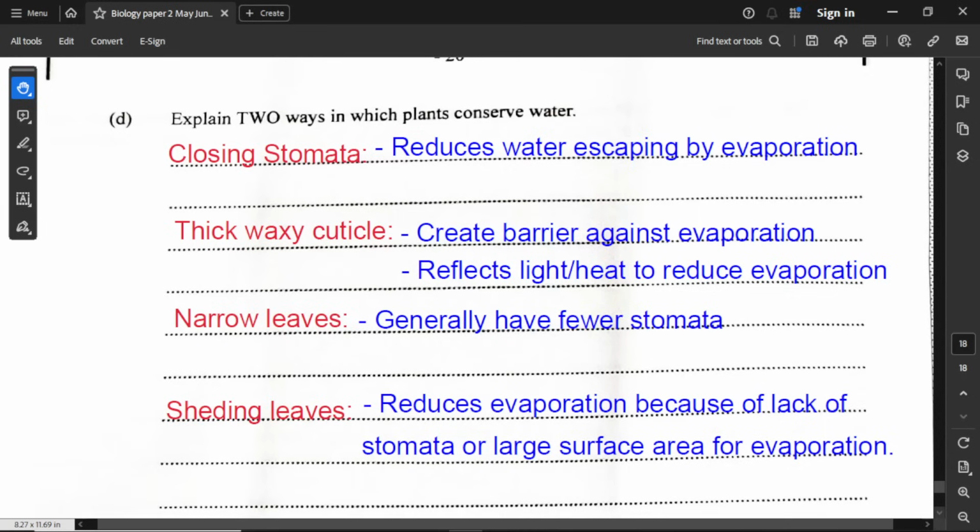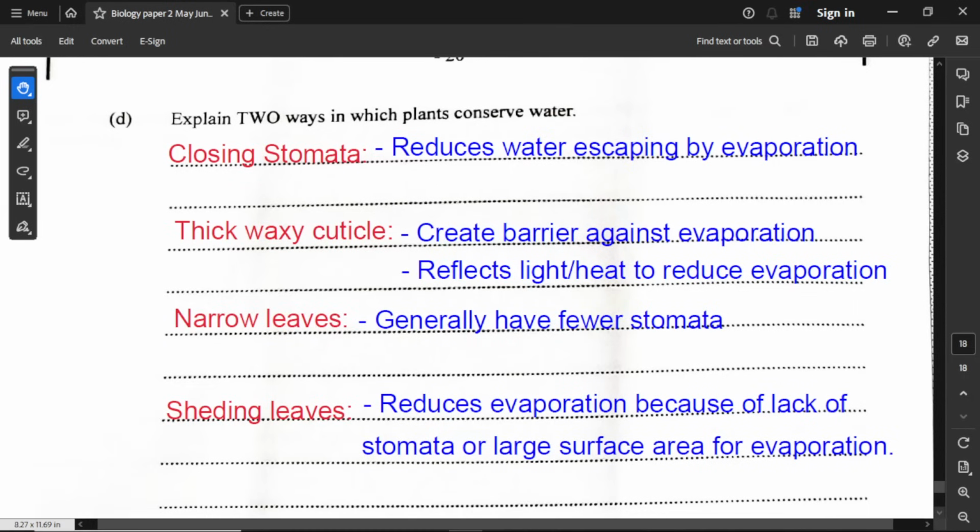Plants also have adopted thick waxy cuticles. Some plants, as a matter of fact, have those thick waxy cuticles. And the waxy cuticle generally, whether it be thick or not, creates a barrier against evaporation, and also the waxy cuticle is responsible for reflecting light and heat to reduce evaporation.